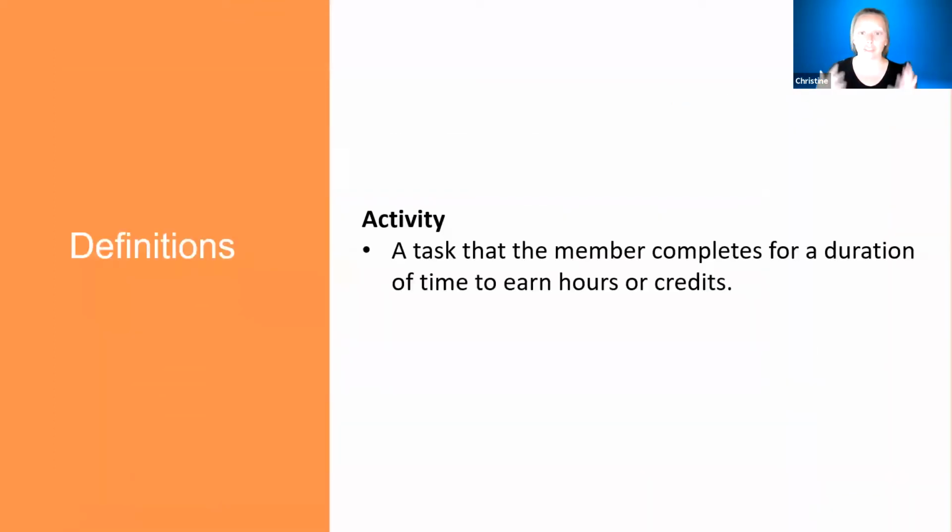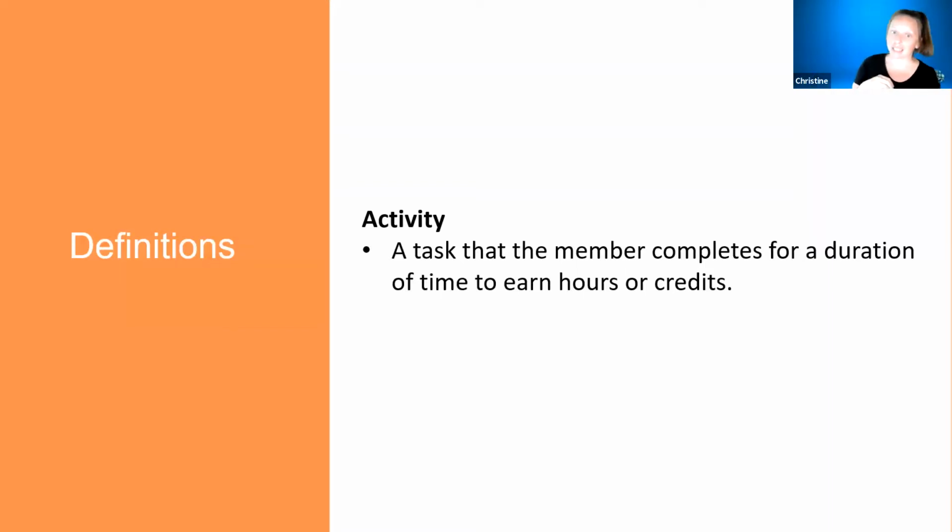Then we have an activity. An activity is a task that the member completes for a duration of time to earn hours or credits. Whether your designation requires they get like 10 hours or 10 credits, it's the same thing. It just determines how you internally designate that. Our system has the ability to track hours or track credits, so you can decide on how that is, and we can show you. But again, it's just a task they complete and allows them to track it as well as you within the platform. So those are our definitions.